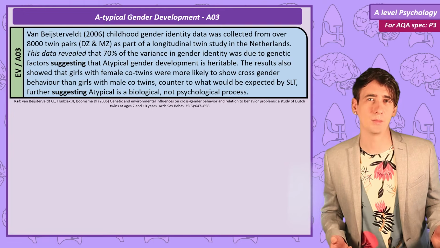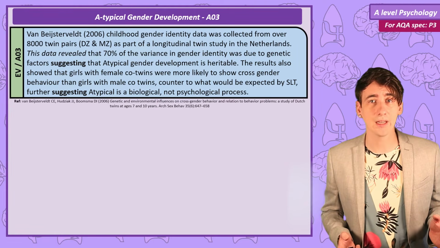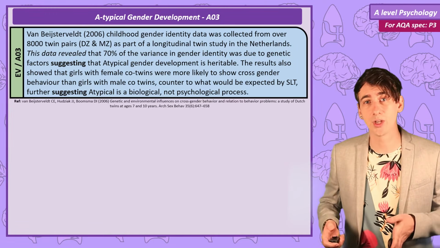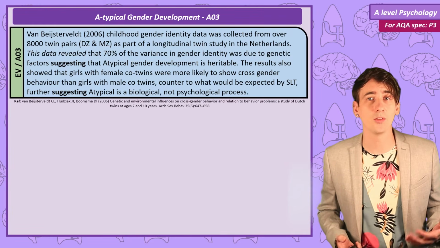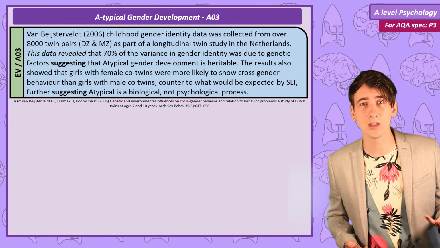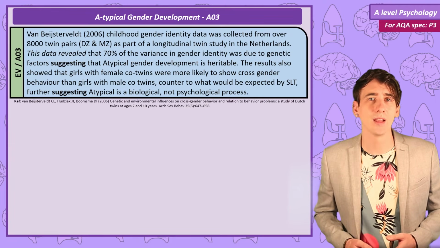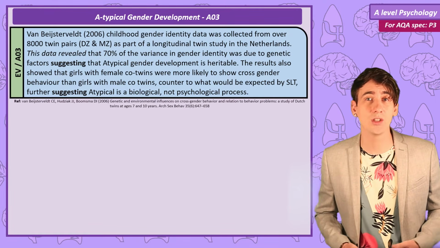Put a little more simply, monozygotic twins are more likely to both show atypical or both show typical gender development, and in dizygotic twins it was more likely for one of them to be experiencing atypical gender development but not the other, a difference that seems to be down to their genes.